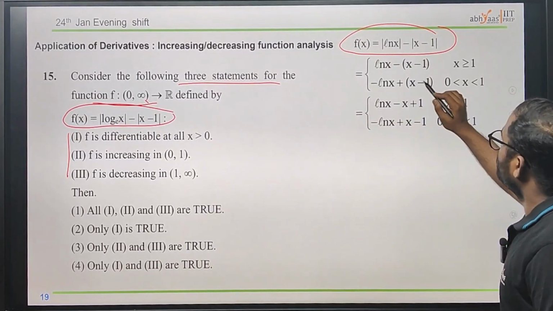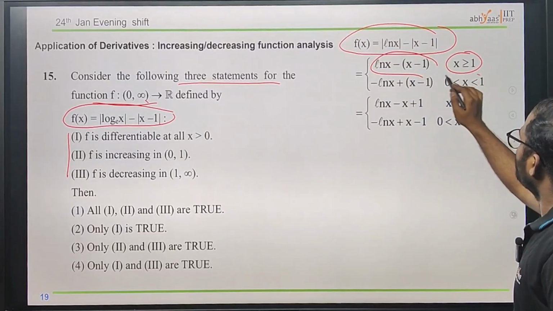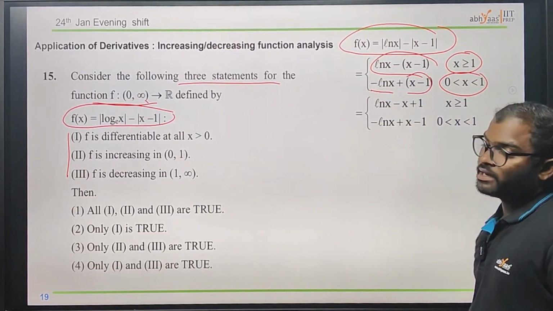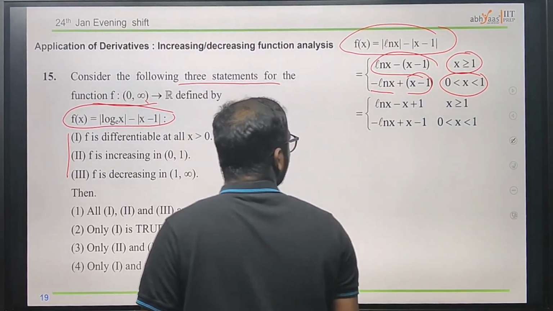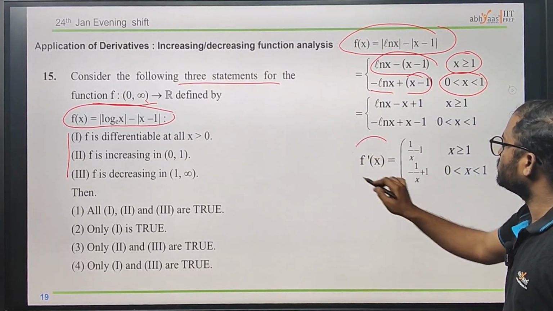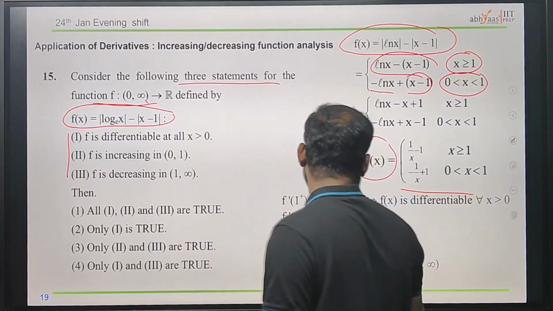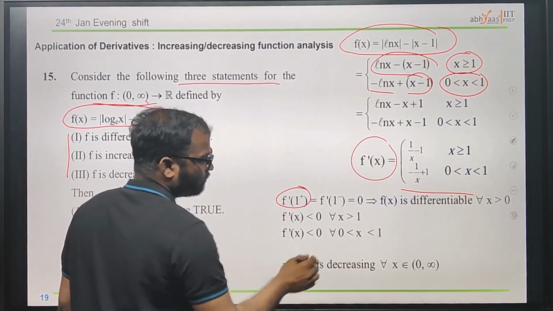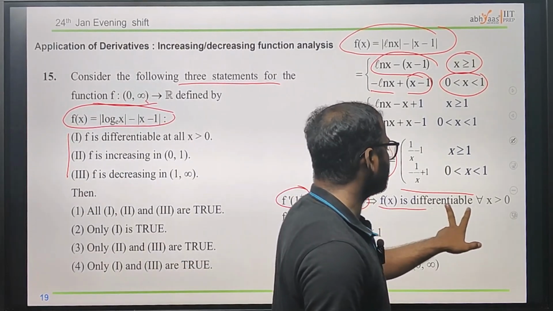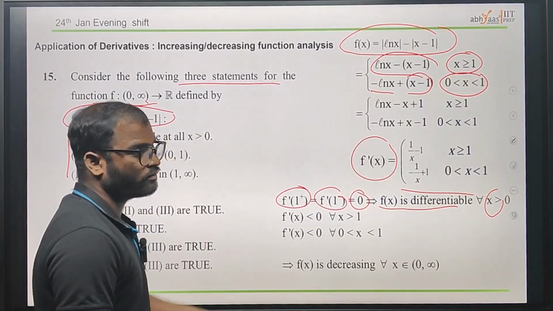Now see here, with x greater than or equal to 1 we have this type of situation, and in between 0 and 1 we got minus ln x plus x minus 1. Now just simplify it. Further we will proceed with the differentiation of that one. After differentiating, we also have to do it for the right hand and left hand limits. We will get 0. Therefore, since both are equal to 0, f is differentiable for all values of x greater than 0.